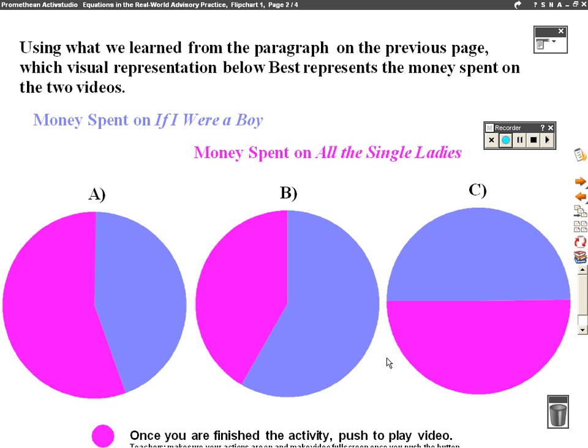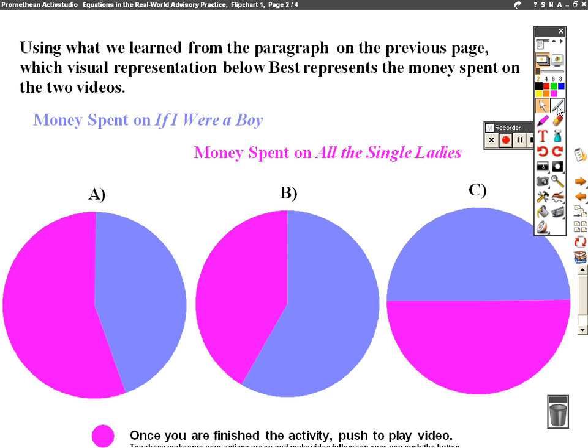Now some of you might be saying, but wait a second, that just doesn't work out because they said they almost entirely spent the money on If I Were a Boy. And you're right, maybe that fraction would be a little bit smaller. And in fact, you might even make this fraction this big for All the Single Ladies. But we were trying to determine which one out of these three was the best representation.